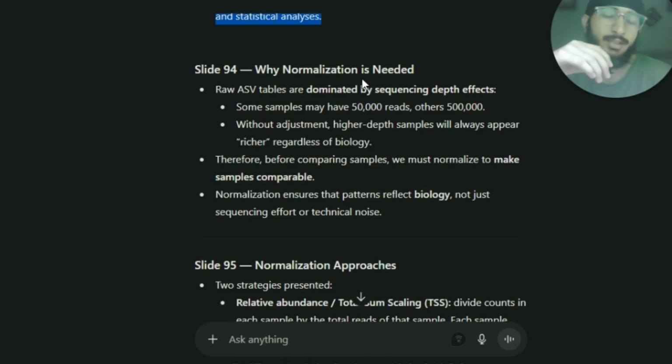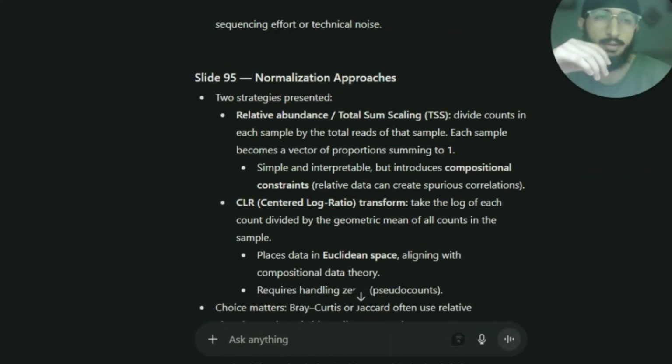Okay. Now, normalization approaches we have. Two strategies are presented, and I'll take you over these strategies. Firstly, we have relative abundance or TSS, which is total sum scaling. What it does is it divides counts in each sample by the total reads of that sample.